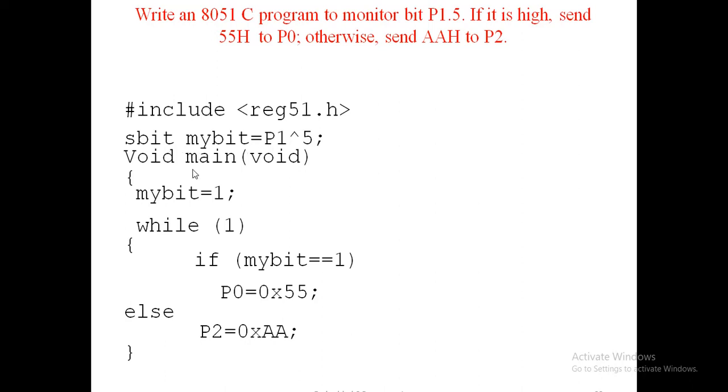Void main, void. Initially mybit is equal to 1. While of 1, it is an infinite loop. I am writing the logic statement over here. If mybit is equal to 1, it will keep on checking the bit P1.5. If it is high, it will transfer 55H to port 0, else P2 is equal to AAH.